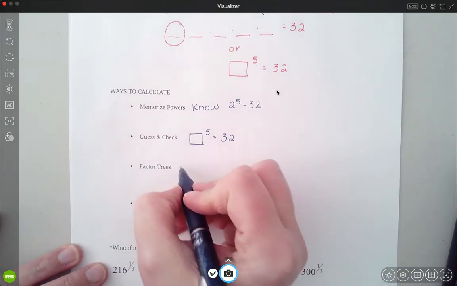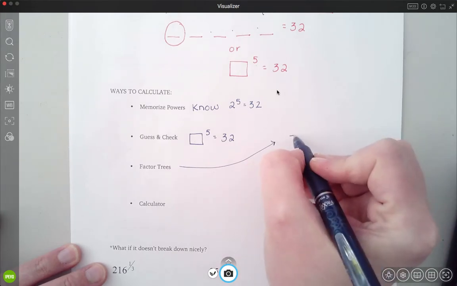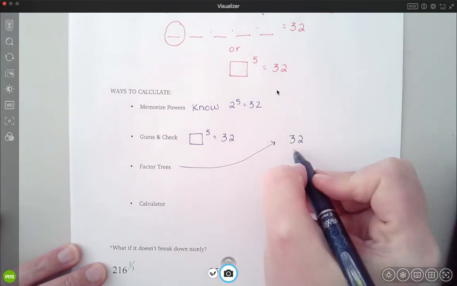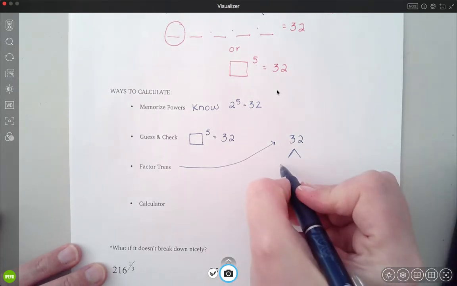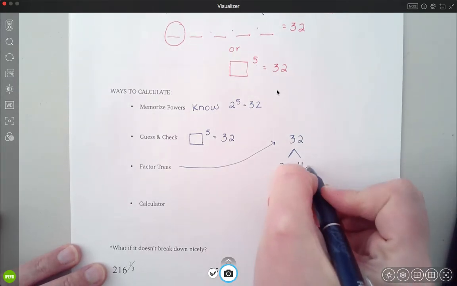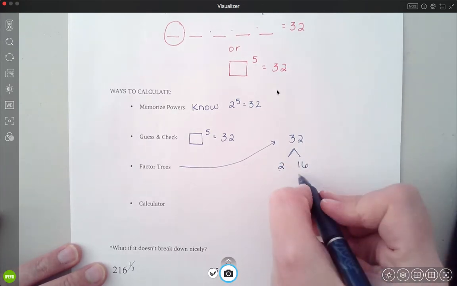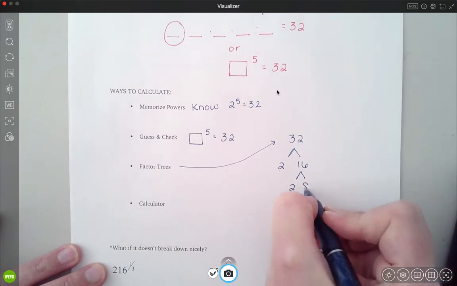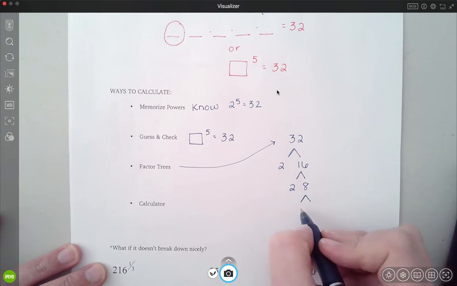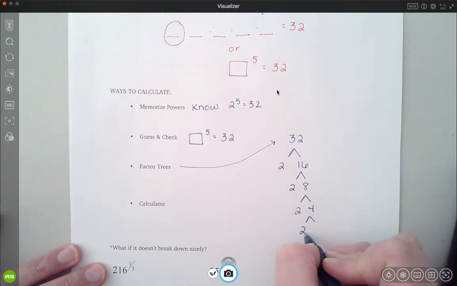So if I was going to make a factor tree for 32, I'm going to take 32 and think of some way I could multiply to make 32. So 32 I know is 2 times 16. Well, 2 is prime, I can't split that down any farther, but 16 I could multiply to make with 2 and 8. And then 8 could be 2 and 4, and then 4 is 2 and 2.